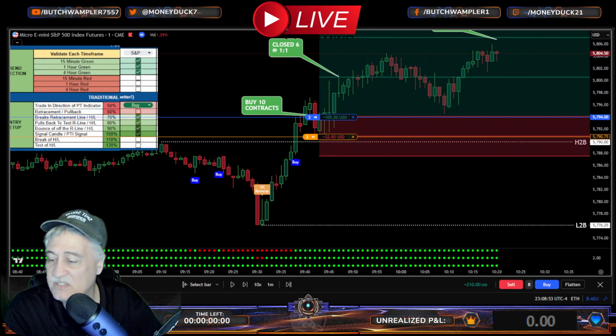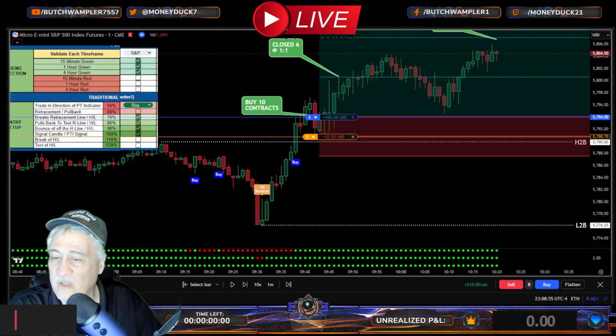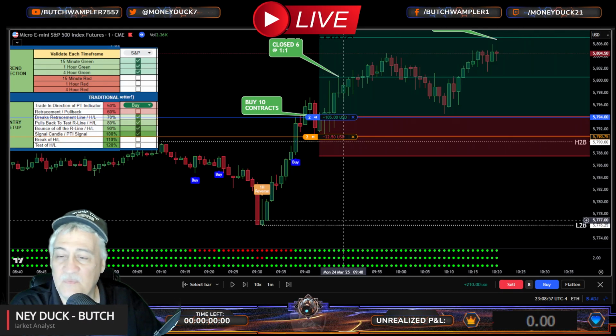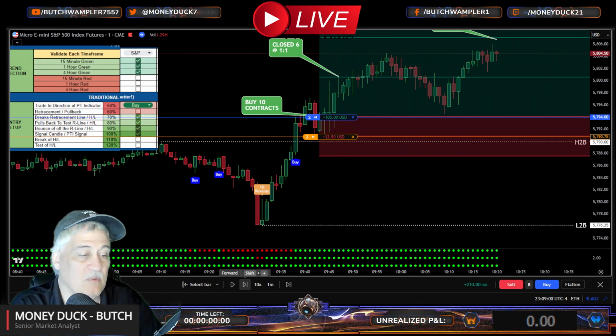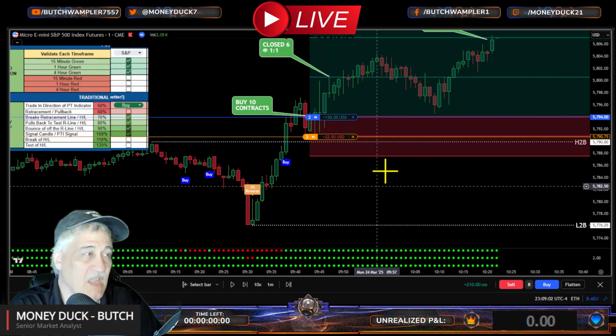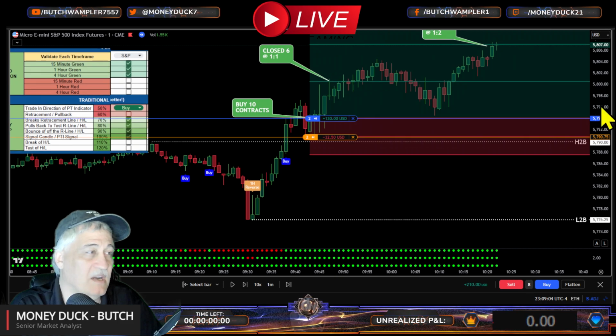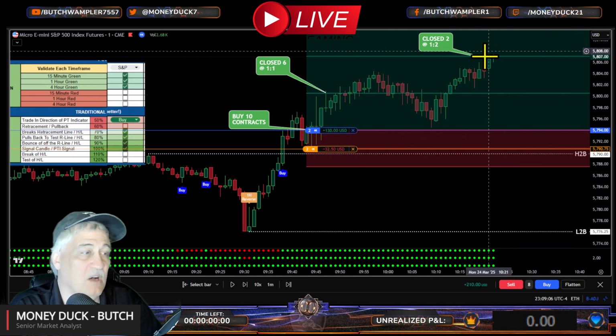I've got to look at my sheet to see if I did that or not, because one of them I know I left my stop. No, this one I moved. Okay. So we moved to halfway, and there it hit this level. This is where I closed 2 off.